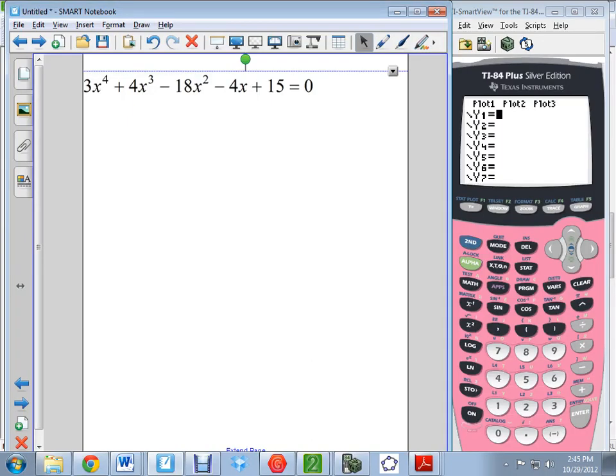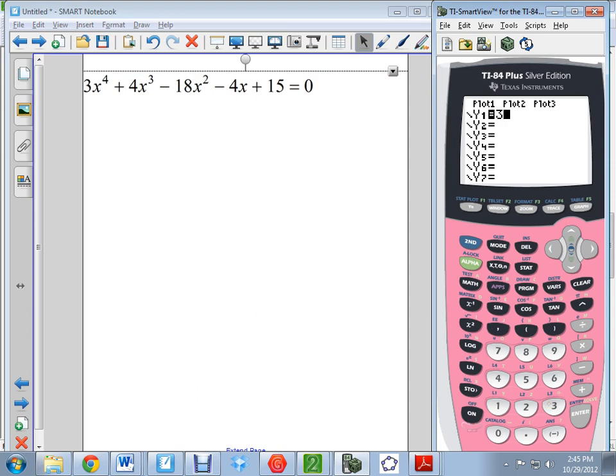All right, we're going to divide polynomials and use that division to factor a given polynomial. This is a fourth degree polynomial, which is rather large, that we need to factor. So what I want to do is first try to see if there's a greatest common factor, which in this case there is not one. So we're going to have to start finding rational roots of this equation.